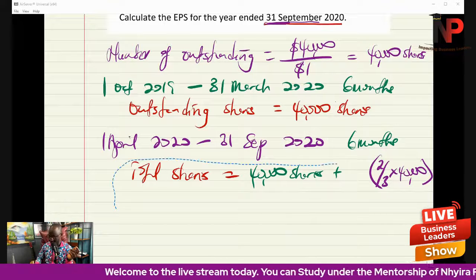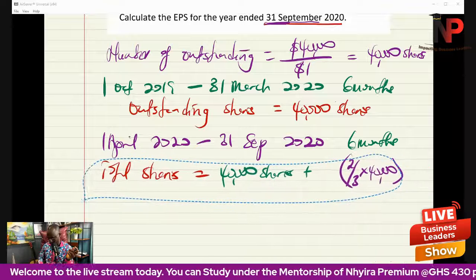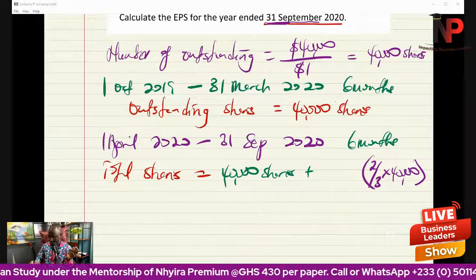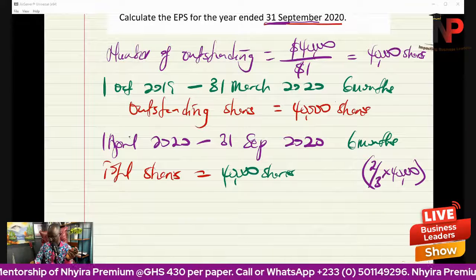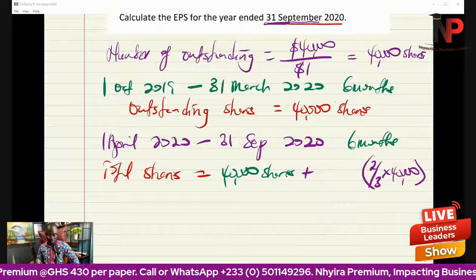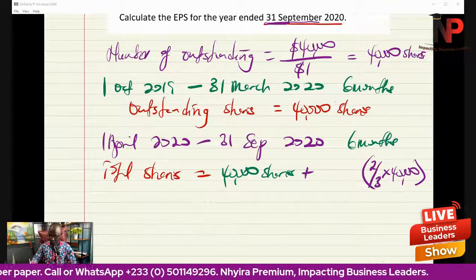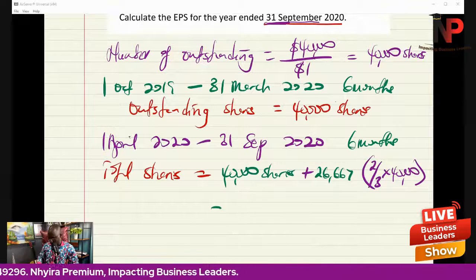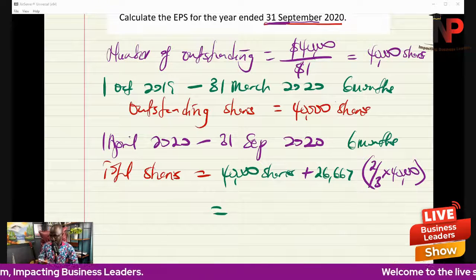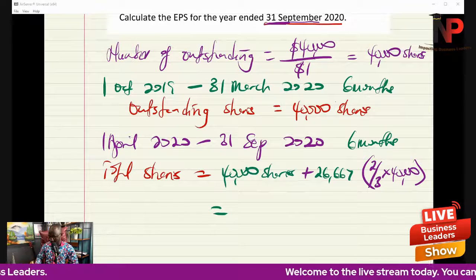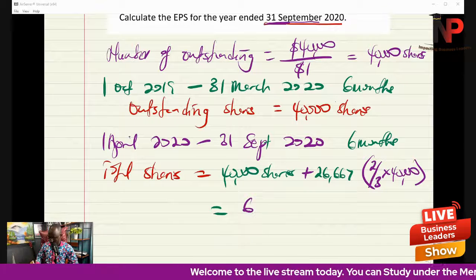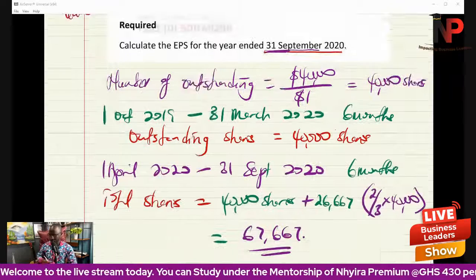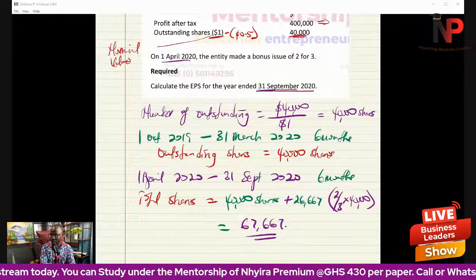So we can punch that out to get our answer. Let me adjust my slide a little bit to make some space. So what do we have there? We'll have 26,667, so that our total shares from April to 31st September will be 66,667. I hope you are getting the picture well.